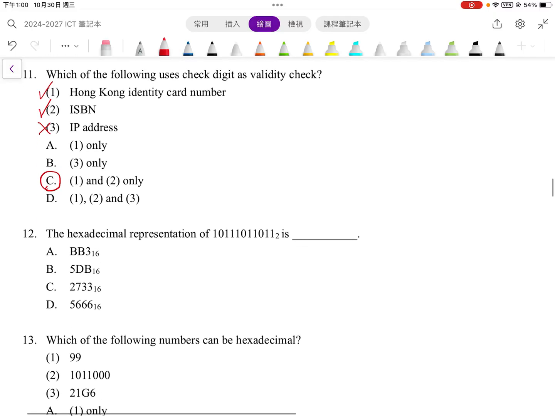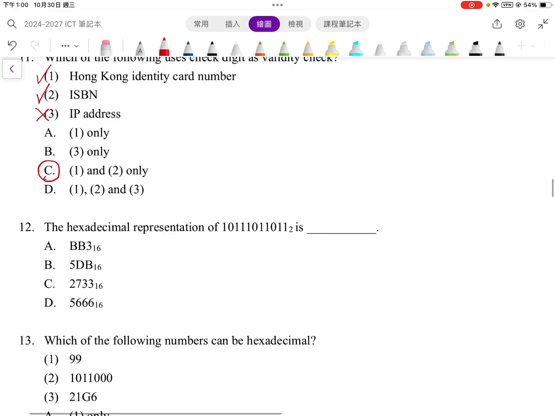Going to question 12. In this question, you can see there's a hexadecimal representation asking you to make it from this series of numbers: 1011, 1011, and then 011. If you try it on your calculator, you will see there will be an error, because you have more bits than your calculator can handle. So it will be a math error.